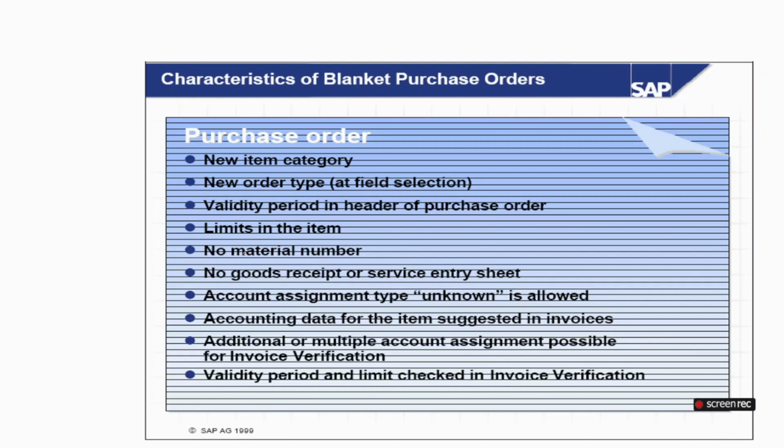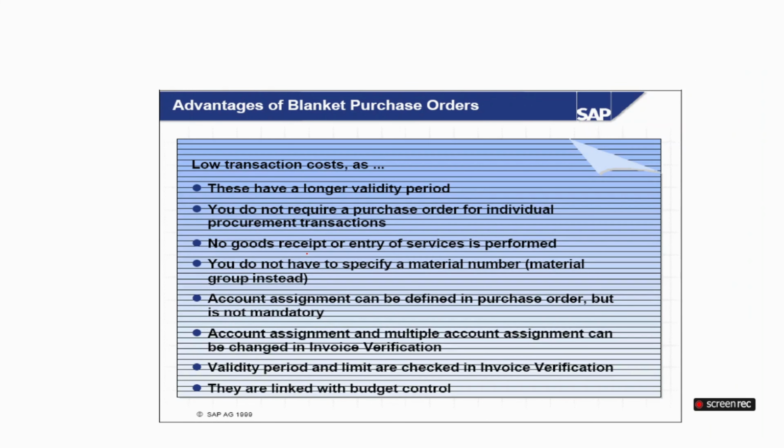If you have observed, I didn't give any material number, I directly gave a material description, right? No goods receipt or service entry sheet is required, we have discussed that. Account assignment type is allowed. Yes, we just took account assignment as a cost center, so that's allowed here. Accounting data for the item suggested in an invoice, additional or multiple account assignments possible for invoice verification, we have seen that. Validity period and limit checked in invoice verification, so that's also available, right? What's the advantage of a blanket purchase order?